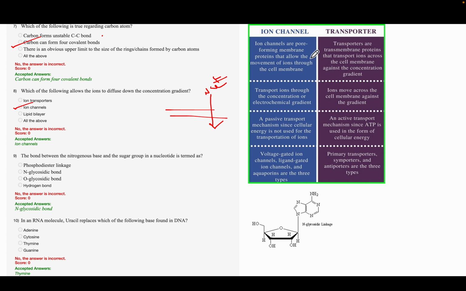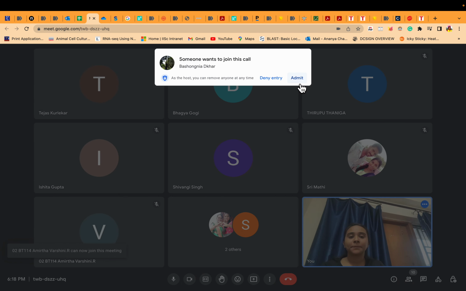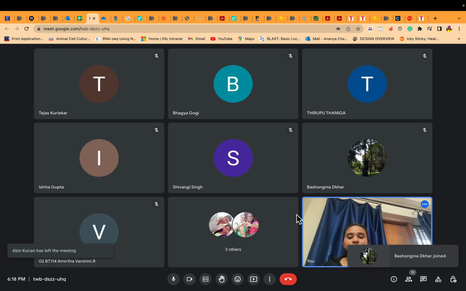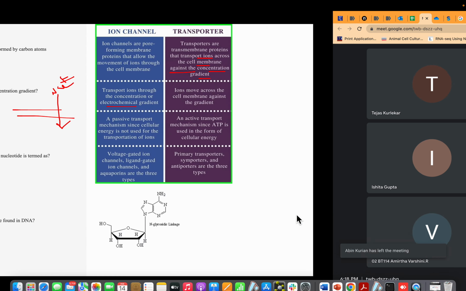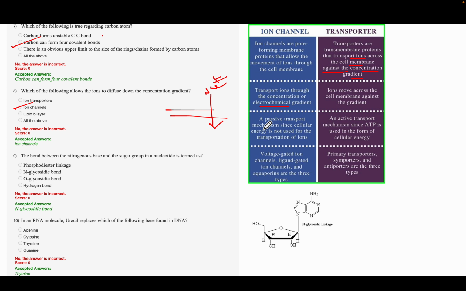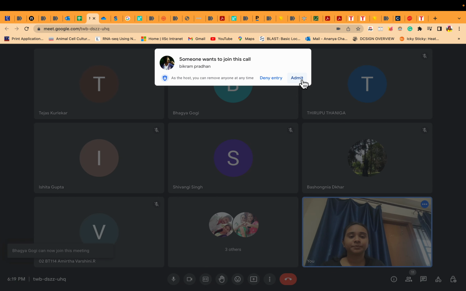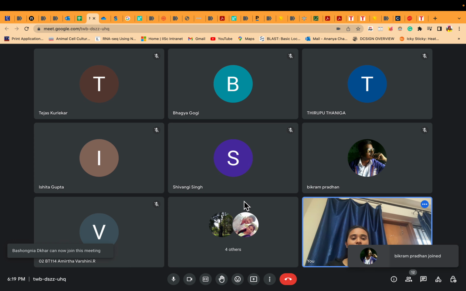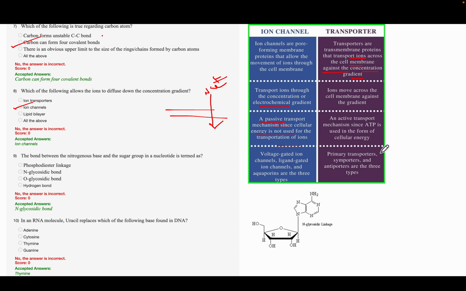Now we have to understand the difference between ion channels and ion transporters. Ion channels are pore forming membrane proteins that allow the movement of ions through the cell membrane. Transporters are transmembrane proteins that transport the ions across the cell membrane, but most importantly, against the concentration gradient. Ion channels transport ions through the concentration or electrochemical gradient. Ion channels are passive transport mechanisms since cellular energy is not used for the transportation of ions. A transporter is an active transport mechanism since ATP is used in the form of cellular energy.